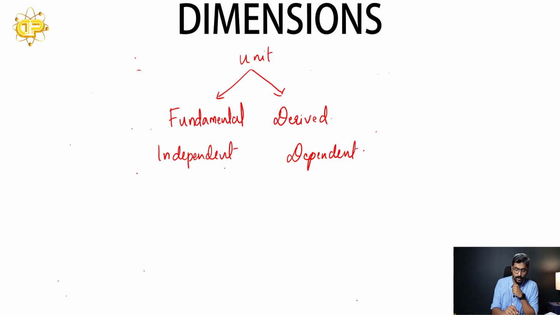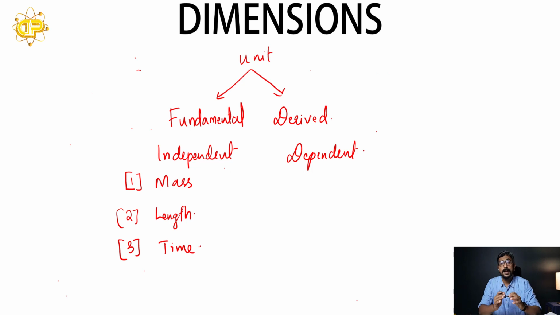In today's session, we are going to study 3 main fundamental units. The first one is mass. The second one is length. The third one is time. So these 3 units are independent in nature. They don't have anyone to explain or define their existence. They are staying in an independent fashion. These are the 3 units which we are going to take in this session.